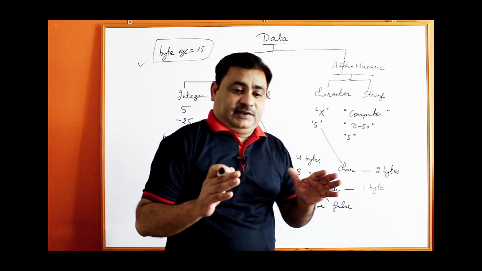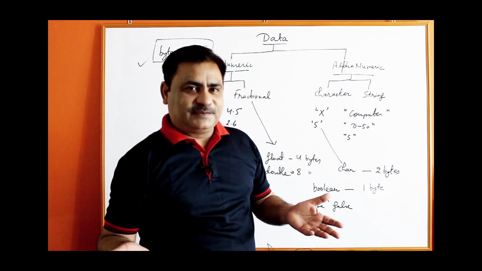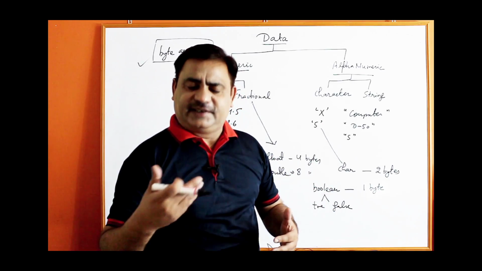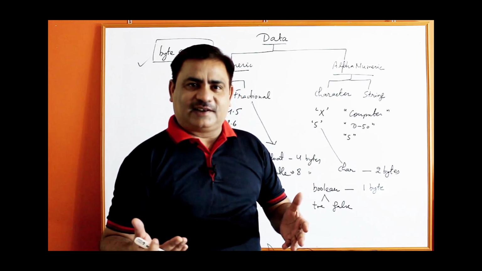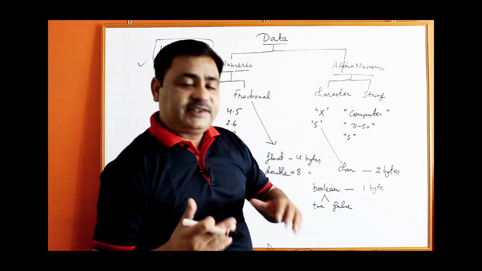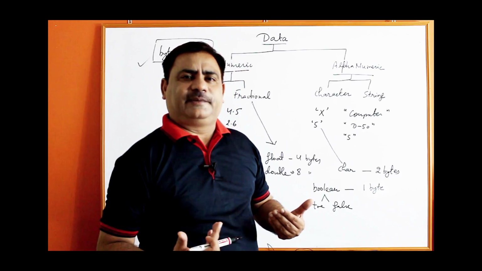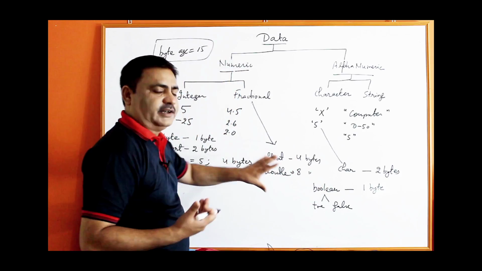Basically, data types are of 2 types, primitive types and reference types. These are primitive types, and reference types we will discuss in the next classes. They are like arrays and classes, how to create a class and how to create arrays. They are called reference types, which are created by the user, by us. We can also create our own data type. They are called reference types, but these are primitive data types.